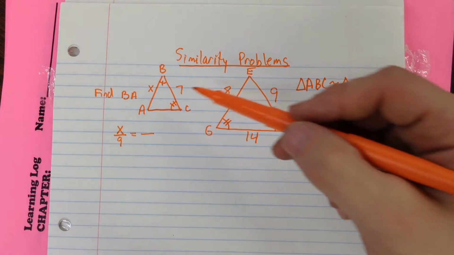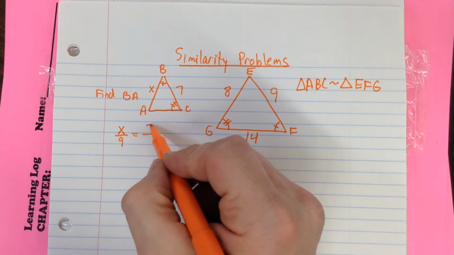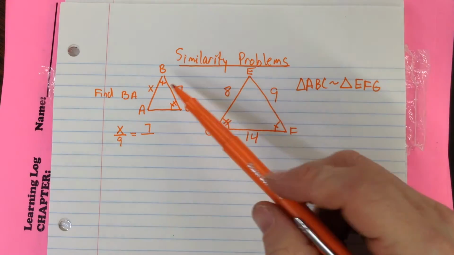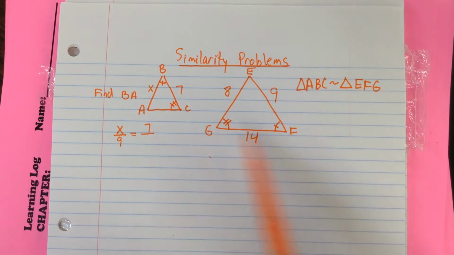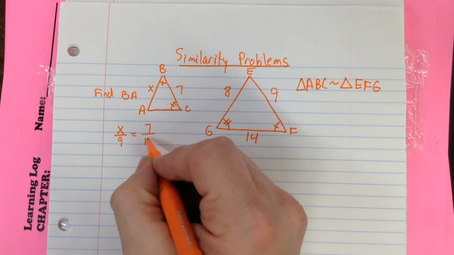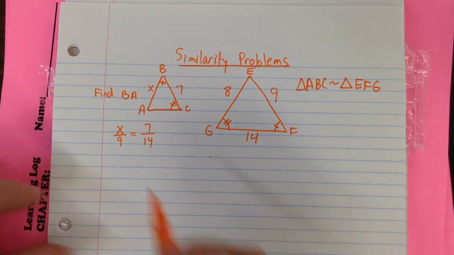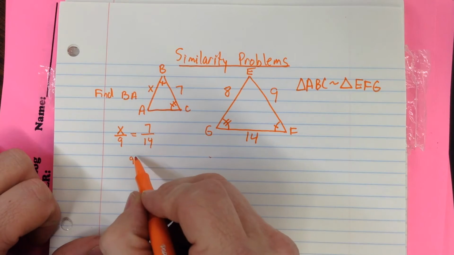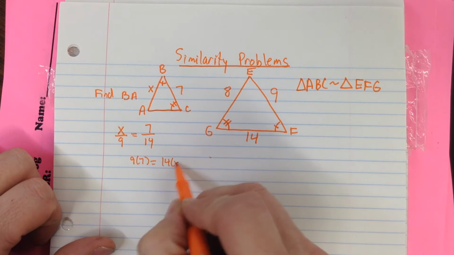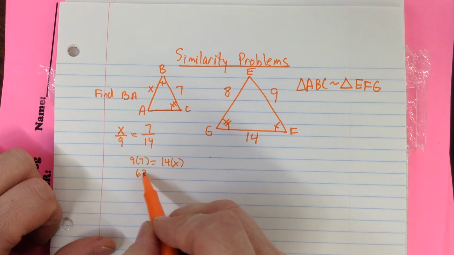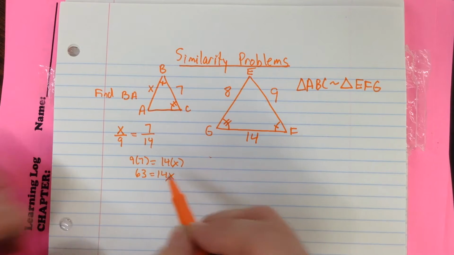And then similarly, we have 7 over here, so we're going to put a 7. That's BC. And BC is going from 1 tick mark to 2 tick marks, so we find that over here. It's going to be at the bottom, which is 14. And all we're going to do now is cross multiply 9 times 7, and 14 times x. And we're going to get 63 equals 14x.